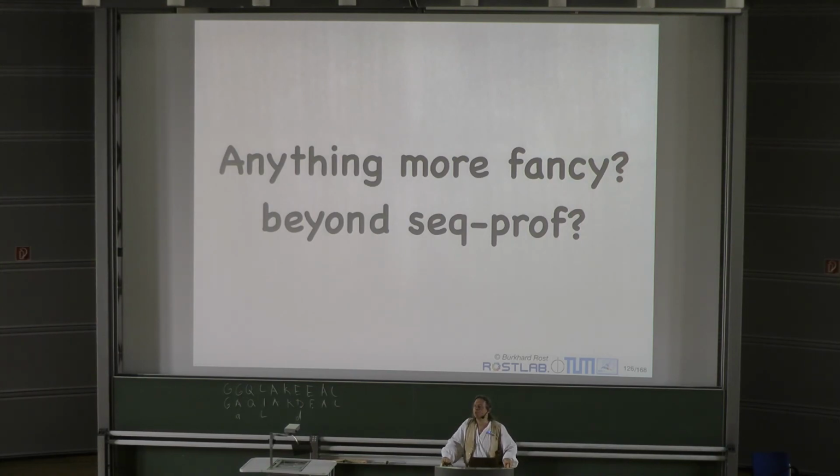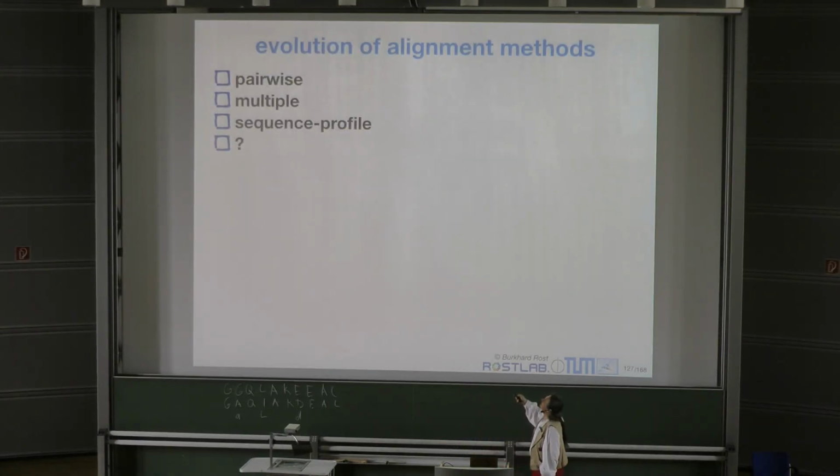Is there anything that is more fancy? So if you look at the evolution, let's call it not the evolution of biology, so the evolution is the wrong word, the development or the advance of alignment methods. So we begin with pairwise, we get to multiple, we get to sequence profile. What could be the next step?